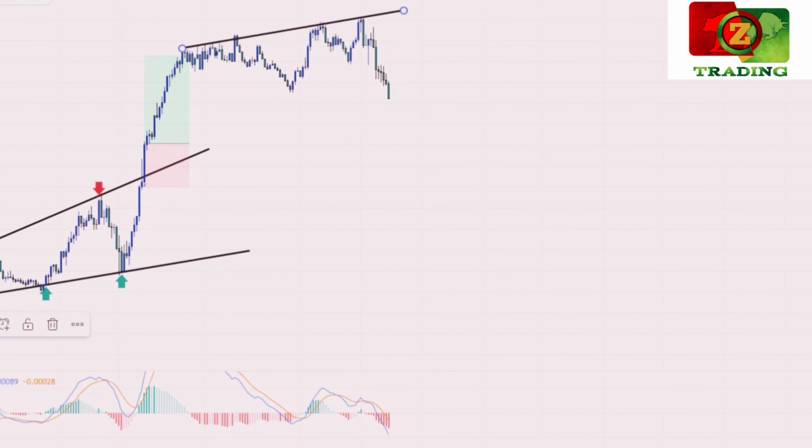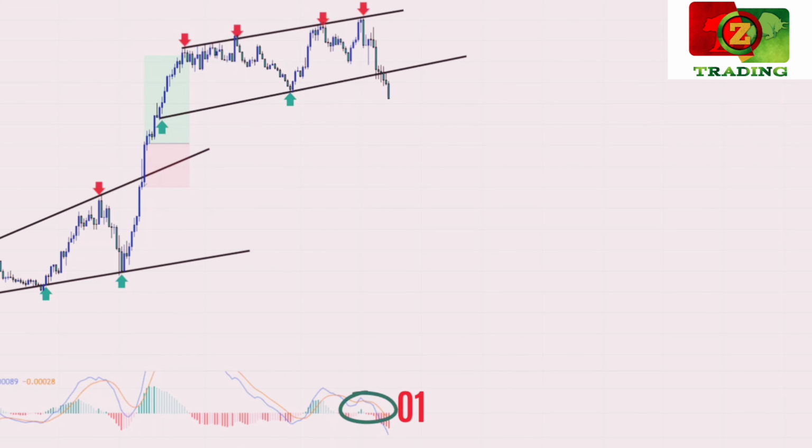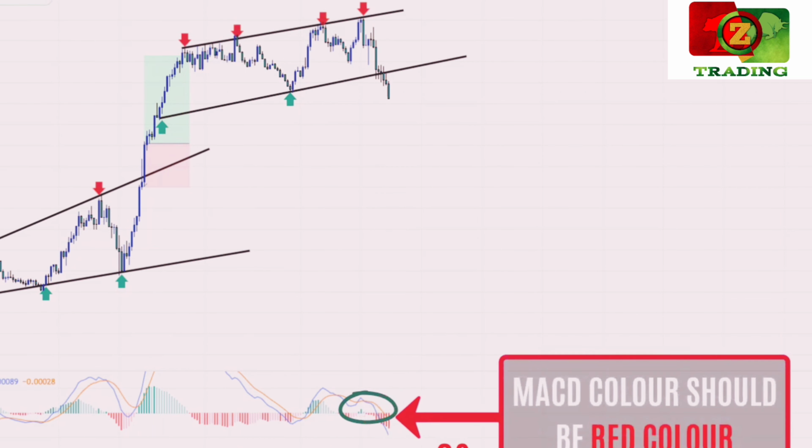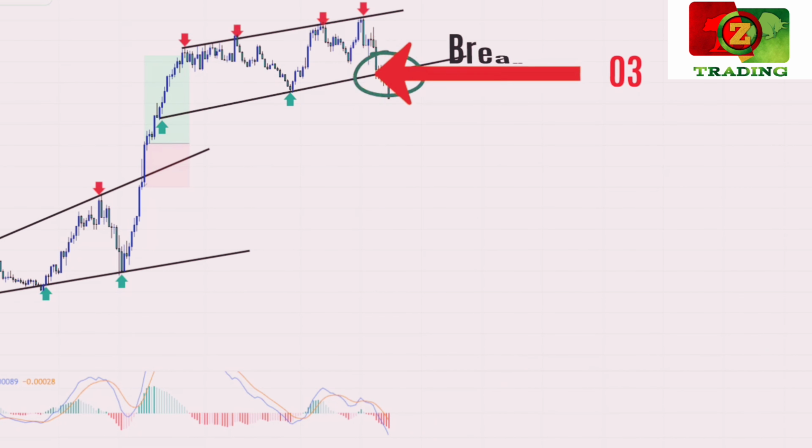We will draw trend line, understand the market movement. Market is following trend line and support area and make channel pattern. MACD line is crossing each other and here MACD color is red. The bearish engulfing candle has broken the trend line.